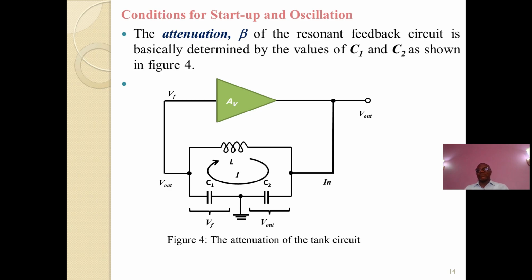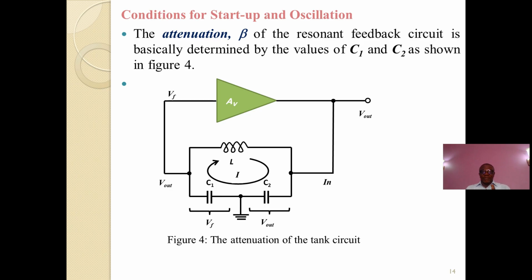Now, the condition for startup is that the attenuation beta of the resonance circuit, the feedback circuit, is basically determined by the values of C1 and C2, as shown in figure 4. The figure there we repeated, but just using an amplifier symbol to represent the amplifying side of figure 3, then redrawing the feedback circuit that contains C1, C2, and L.